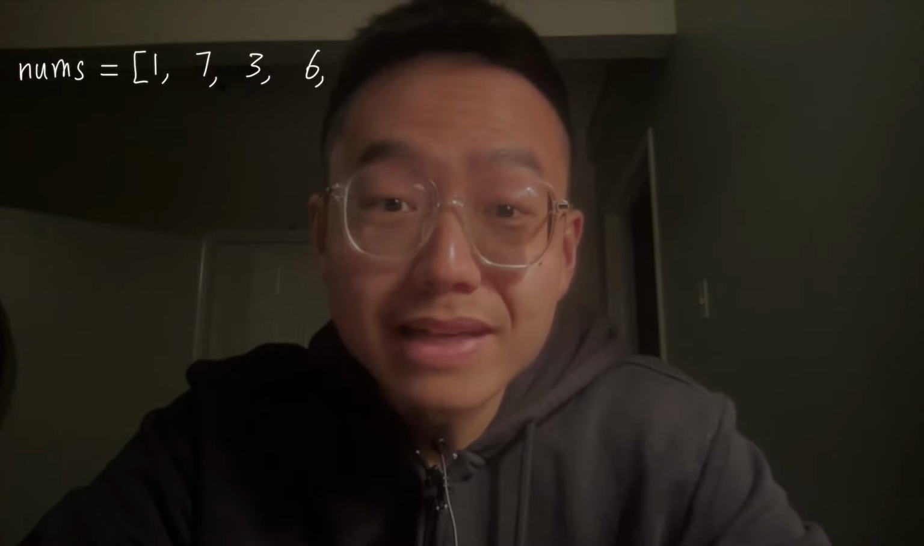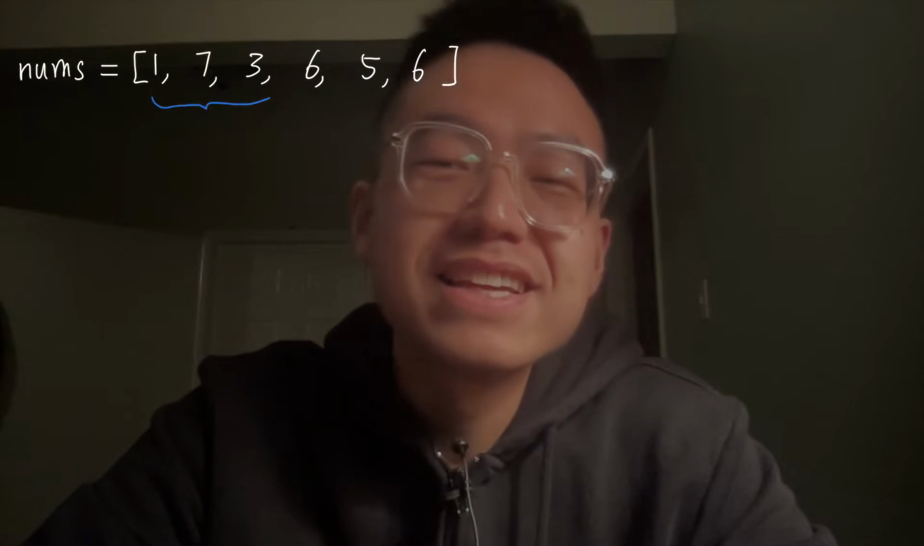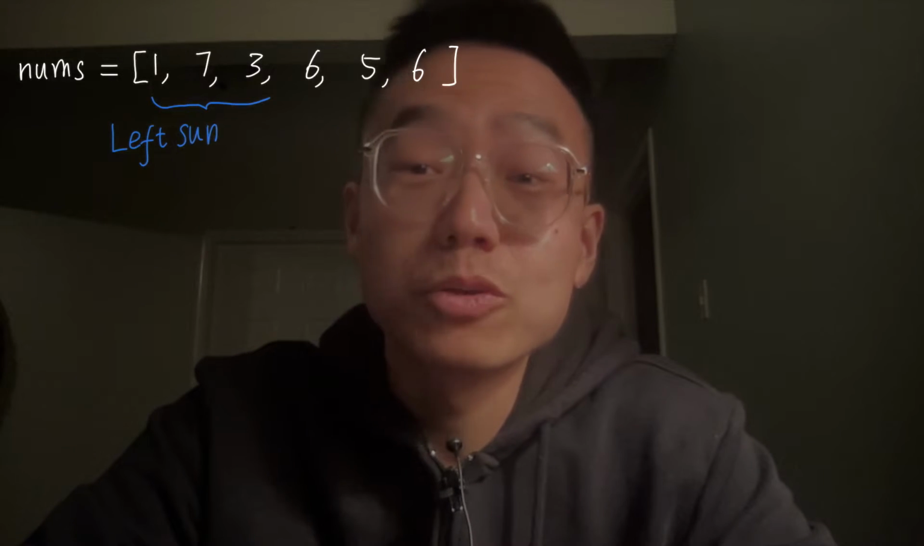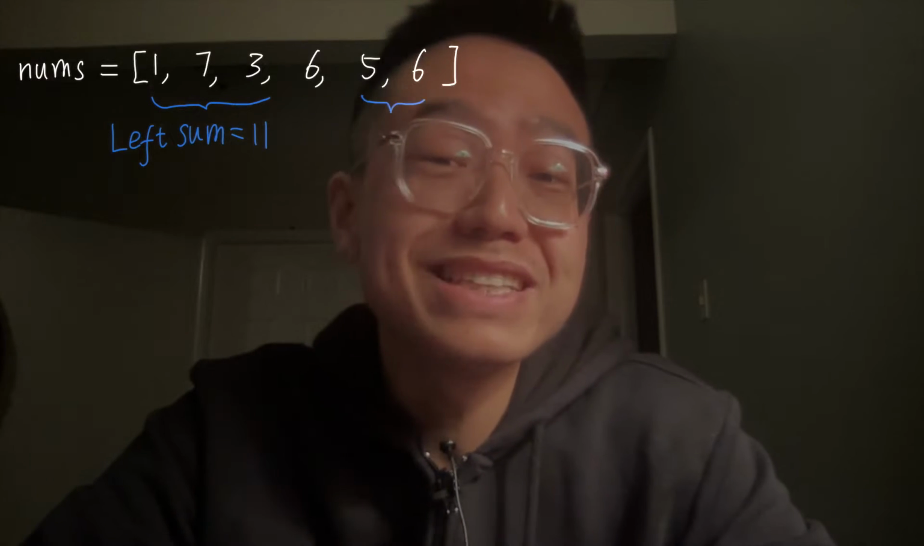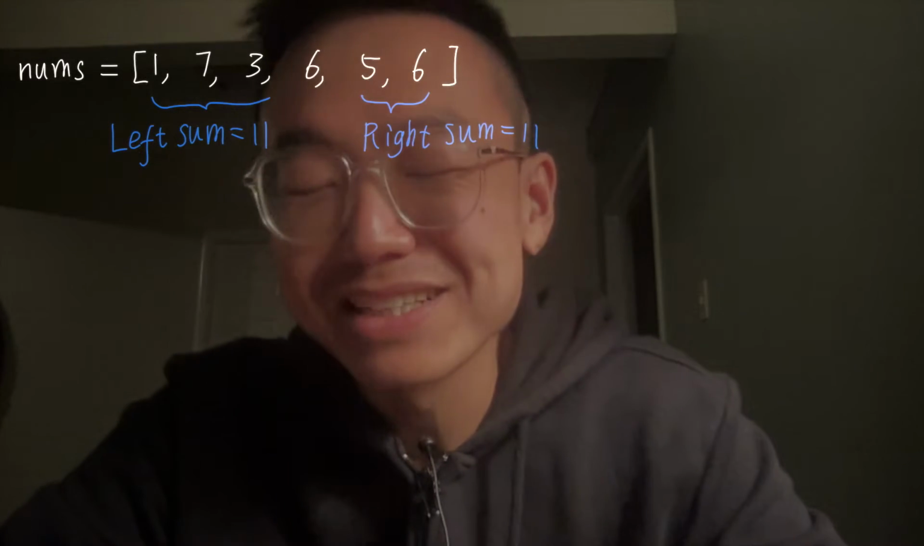Let's look at the question, find pivot index. We are given an array of integers nums, and we need to calculate the pivot index of this array. The pivot index is the index where the sum of all the numbers directly to the left of the index is equal to the sum of all the numbers directly to the right.